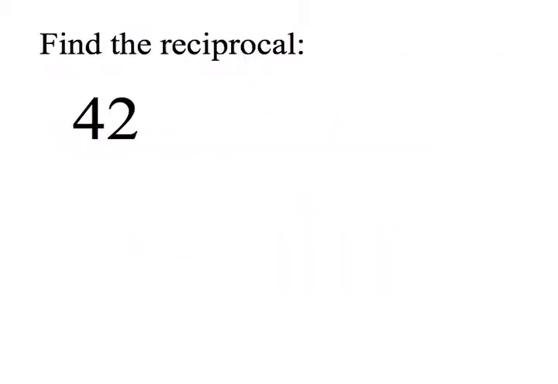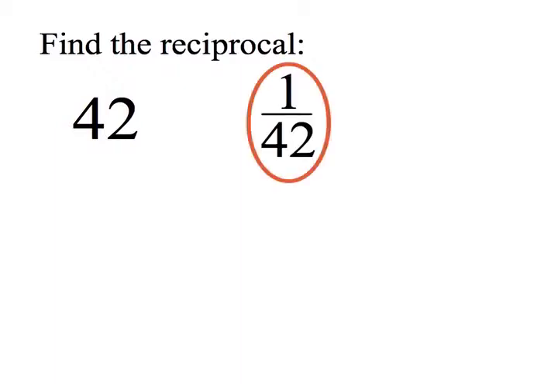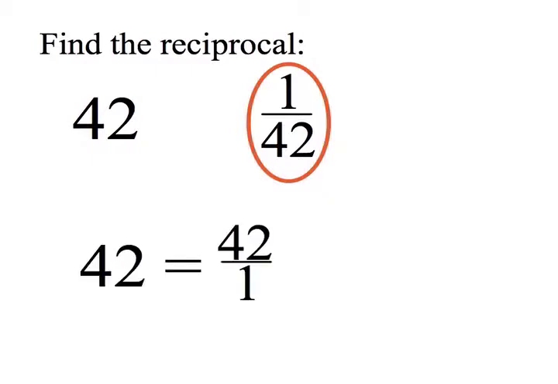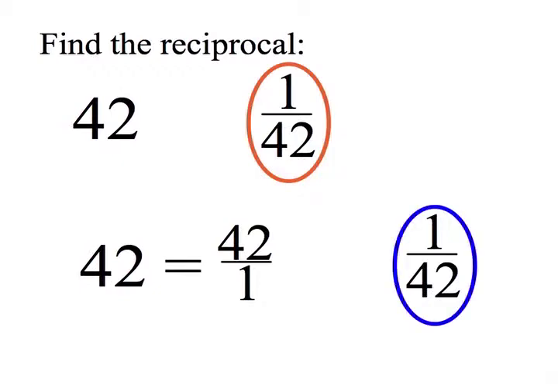Let's find the reciprocal of 42. Well, let's think of 42 as n, and we know from an earlier slide that if a number is n, then the reciprocal is 1 over n. So in this case, the number is 42, the reciprocal is 1 over 42. Another way to do it is to rewrite 42 as 42 over 1, and then reverse the numerator and denominator and get 1 over 42. Whichever method you do it, the reciprocal of 42 is 1 over 42.